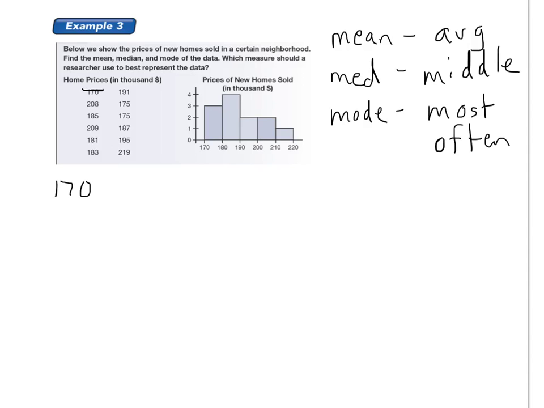I have two other numbers in the 170s. They're right here, 175 and 175. Notice I'm crossing off my list as I go. That way I make sure I used all the numbers. Okay, no other numbers in the 170s. Let's jump to the 180s.